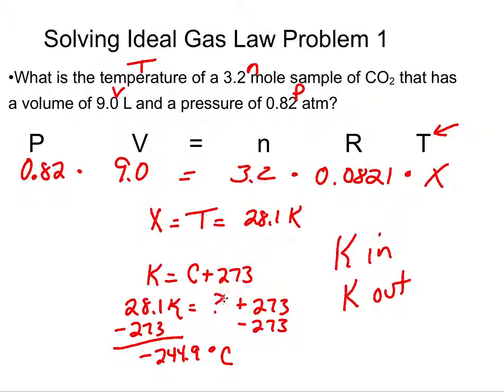So if I knew what my Celsius was and I add 273, I get my Kelvin. I already have Kelvin, so I subtract 273 and I can go back to Celsius. But this equation has to be in Kelvin. Any number you put in is Kelvin. Any number you put out is Kelvin. All right, let's take a look at the next problem.